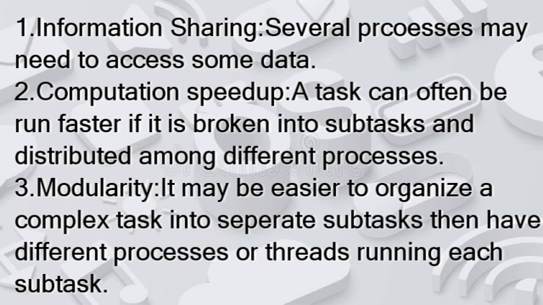So what are the features of a cooperative process? Number one, information sharing. Several processes may need to access some data. Second, computation speedup. A task can often run faster if it is broken into subtasks and distributed among different processes. So that is called computation speedup. Basically that is the lightweight process. Third, modularity. It may be easier to organize a complex task into several subtasks than have different processes or threads running each subtask. So basically what we do in cooperative processes, we divide a task into different subtasks so that it's easier for us to manage that desired task.